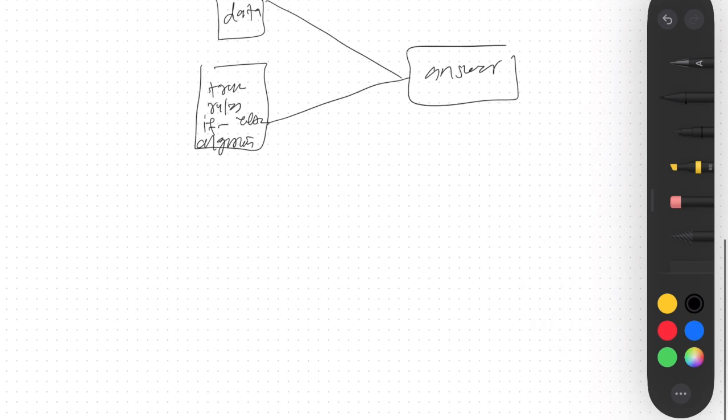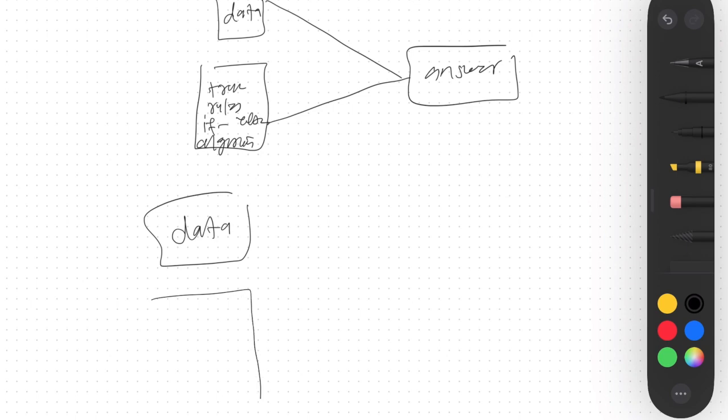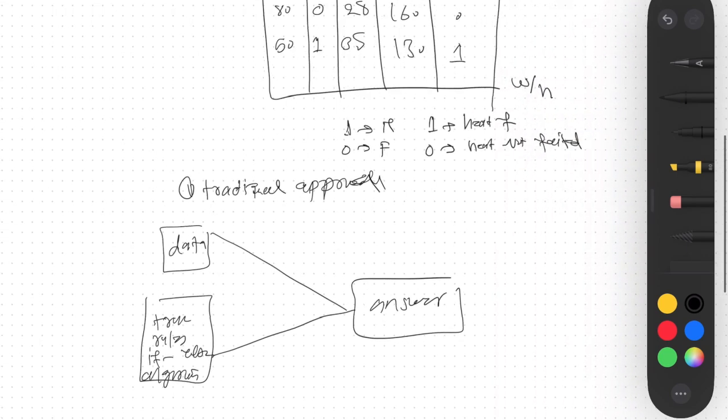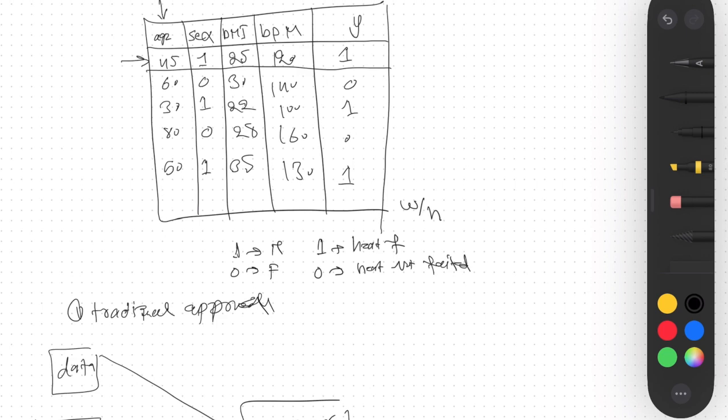Whereas in contrast, if we try to solve this problem with the help of a machine learning approach, we would have the data, and we also have the answers, which are nothing but the target variable, or y here.